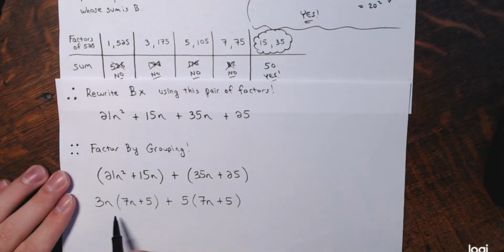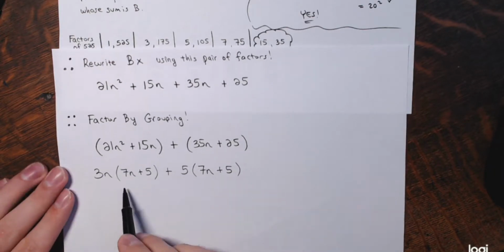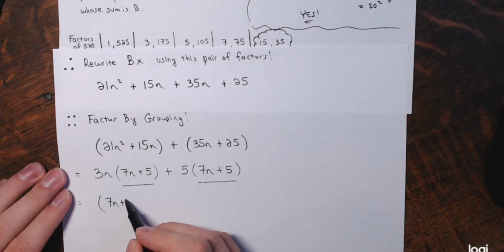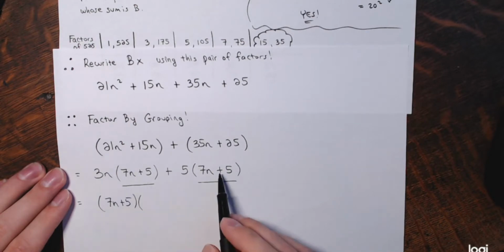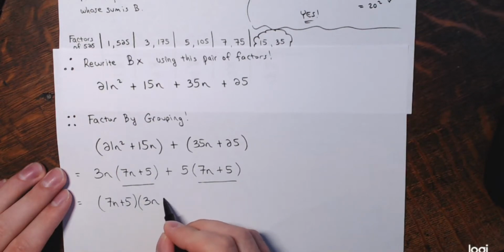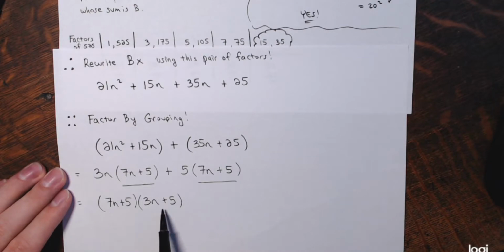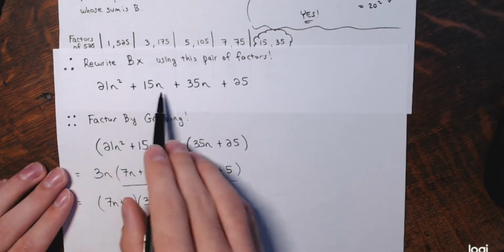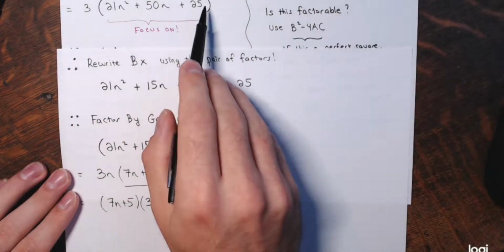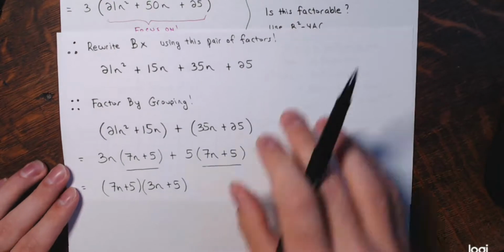Then you look at both of these products. They have this common factor of 7n plus 5. So I pull out 7n plus 5, and the remaining factor is 3n plus 5. Check it: distribute the 7n to the 3n plus 5, distribute the 5 to the 3n plus 5, and you'll get these 4 terms back, which make up 21n squared plus 50n plus 25. So great, I'm done.